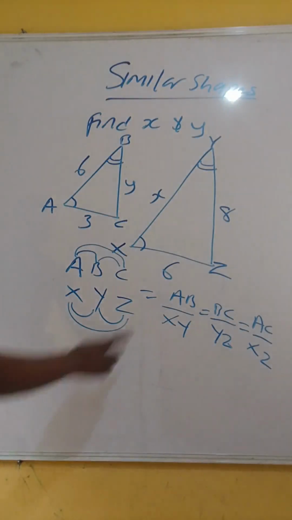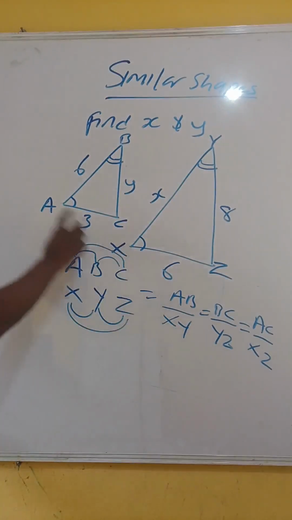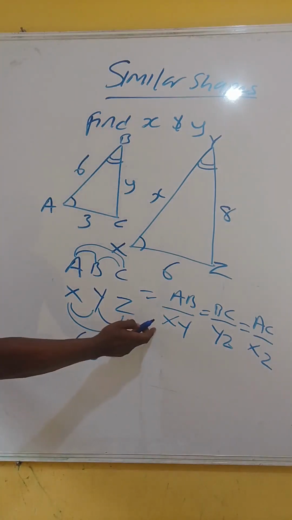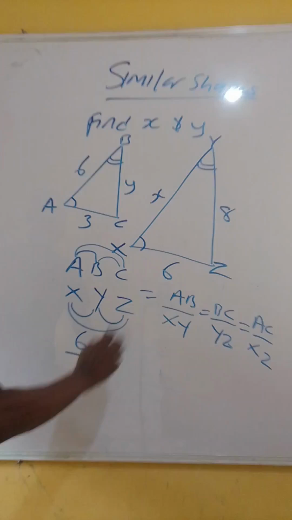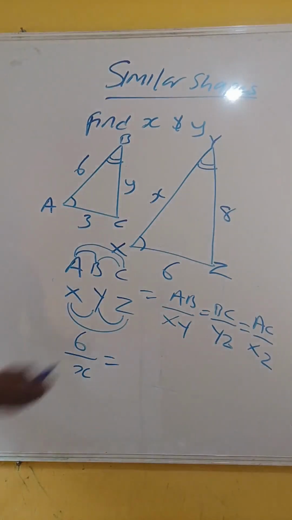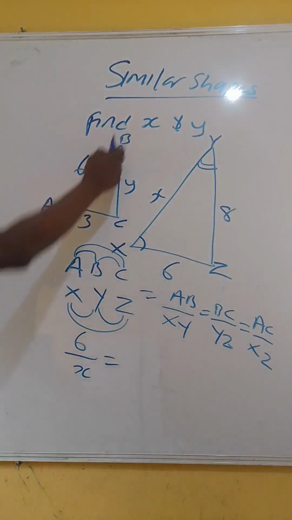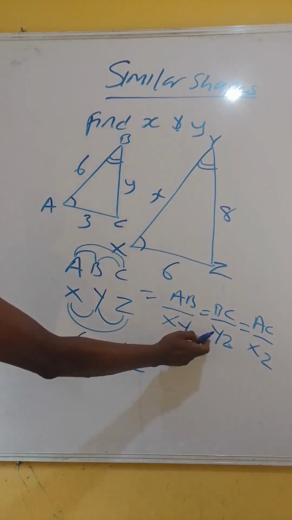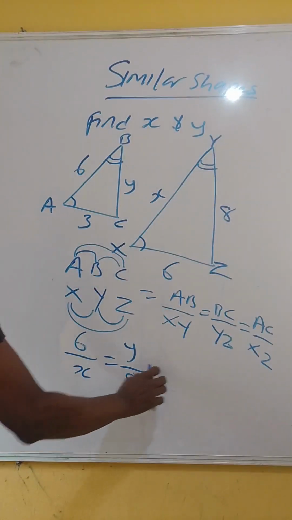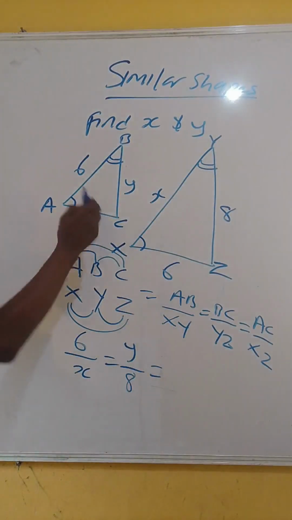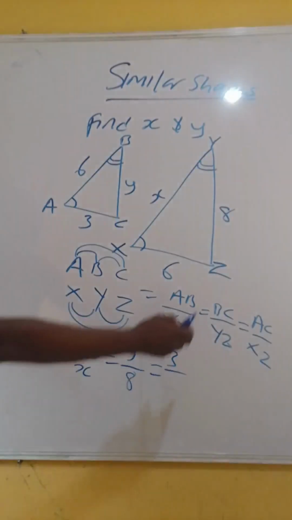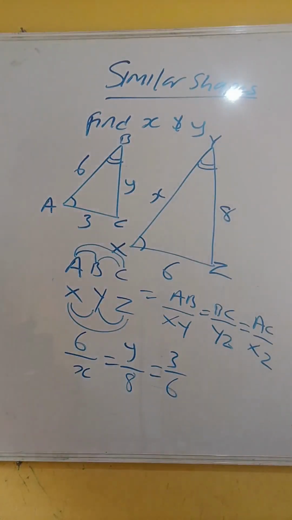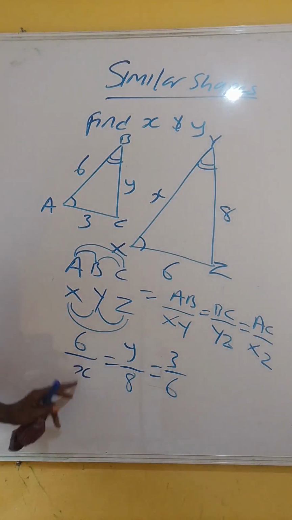Now, having gotten that, go and look at the sides. My side AB, where's my AB? AB is 6, place 6 over XY. My XY is X, equals my BC. Where's my BC? My BC is Y, over my YZ. Where's my YZ? My YZ is 8, equals my AC is 3, over XZ is 6. Very good. So you can see we have two unknowns here, X and Y.